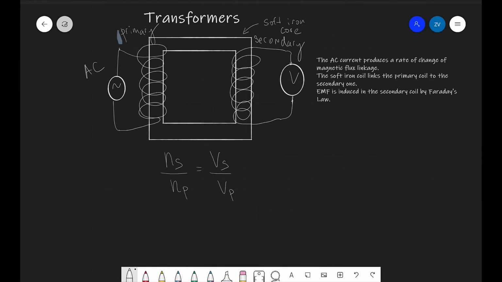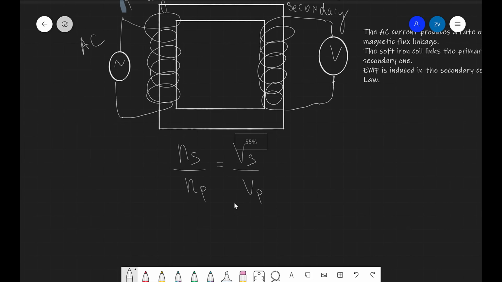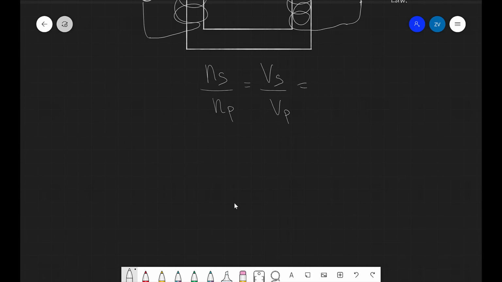And finally, let's have a look at the equation that we have for transformers. Now, our equation for transformers says that Ns over Np is equal to Vs over Vp. In this case, Ns is the number of turns in our secondary coil, Np is the number of turns in our primary coil, and Vs and Vp are the respective voltages in the two coils. The current is kind of flipped in this equation, so Vs over Vp will actually be equal to Ip over Is. This is pretty important.